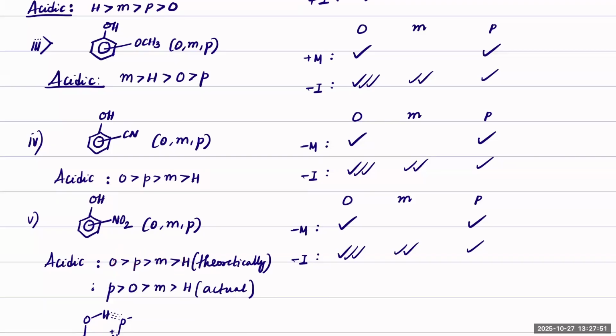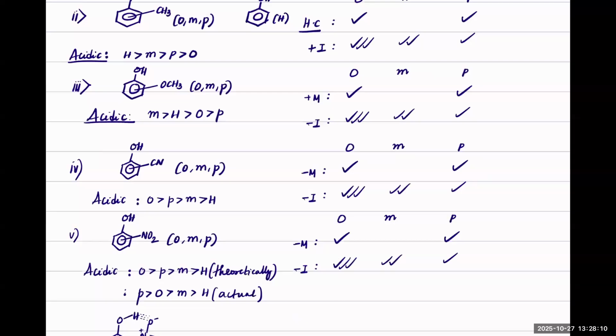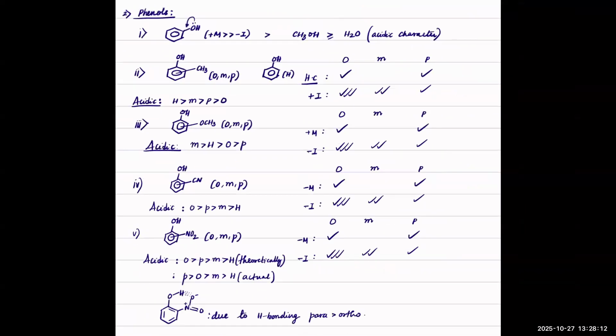But unfortunately, between H and oxygen, there will be hydrogen bonding in ortho position. That's why para will slightly overpower the ortho position. So this is the actual acidic character for phenolic groups. Okay. We also quickly go through the effects. Check out all the examples. Quick.